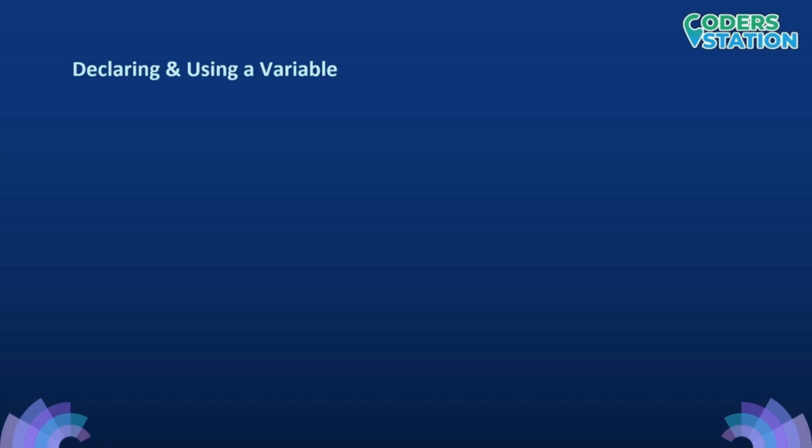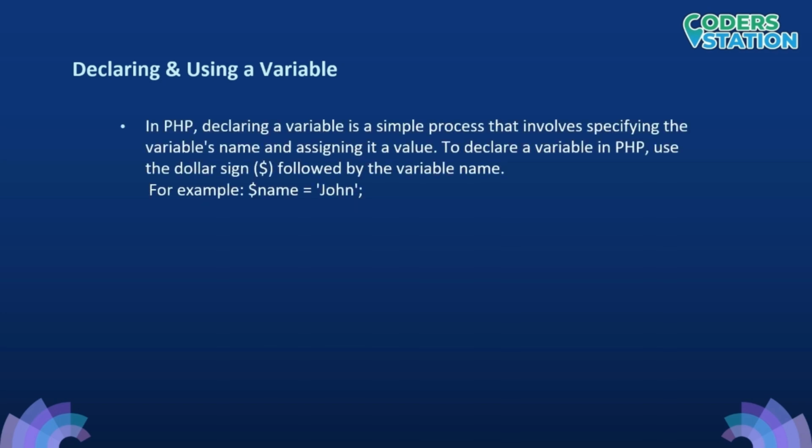But let's see how to declare and use a variable. In PHP, declaring a variable is a simple process that involves specifying the variable's name and assigning it a value. To declare a variable in PHP, use the $ sign followed by the variable name. For example, $name equals John. So $name is the variable name which stores the value John, which can be used later in the code.